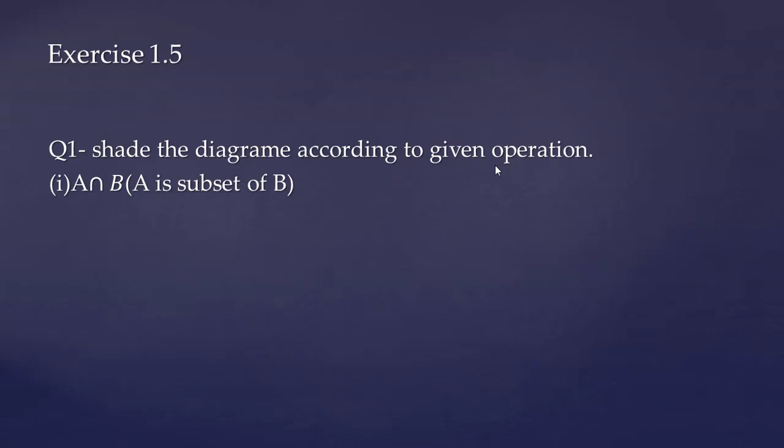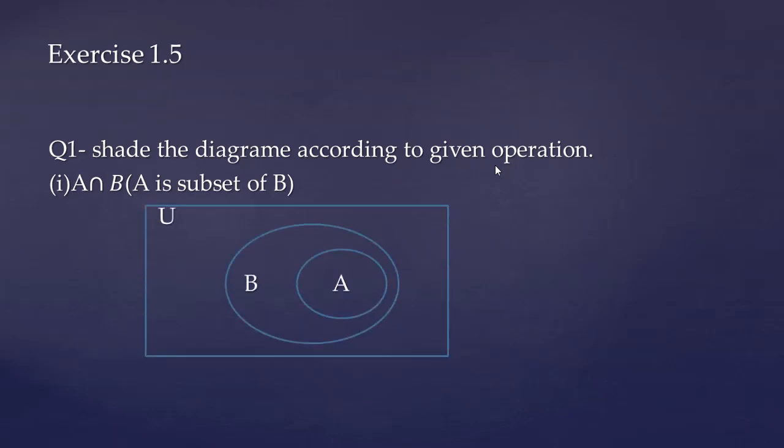In the first part, we have to find A intersection B. We will shade that region when A is a subset of set B. Here you can see A is a subset of set B. Then we have to shade the area of A intersection B. It is the shaded region. It means when we take A intersection B, the common portion of sets A and B will be the set A.